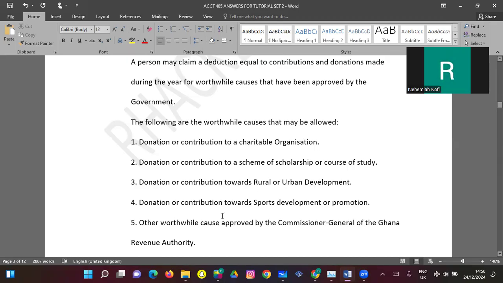Then donation or contribution towards sports development or promotion. This is basically like supporting the Ghana Black Stars, and not any other destination. So it should be the national team, like the Black Stars or Black Queens, not Bekum Chelsea and the like. Then other worthwhile causes approved by the Commissioner General of the Ghana Revenue Authority.